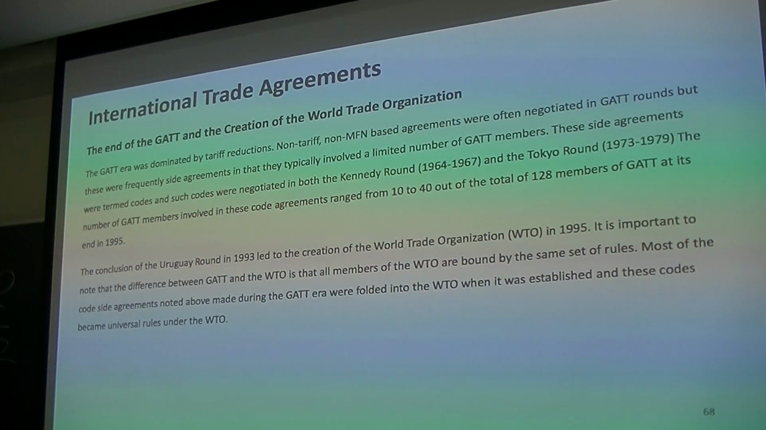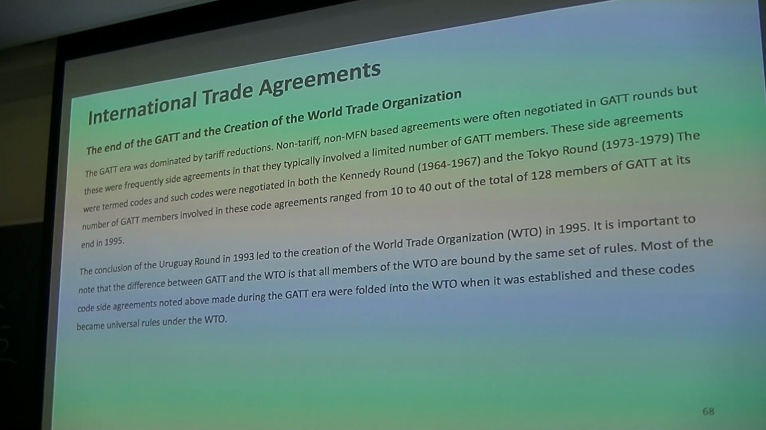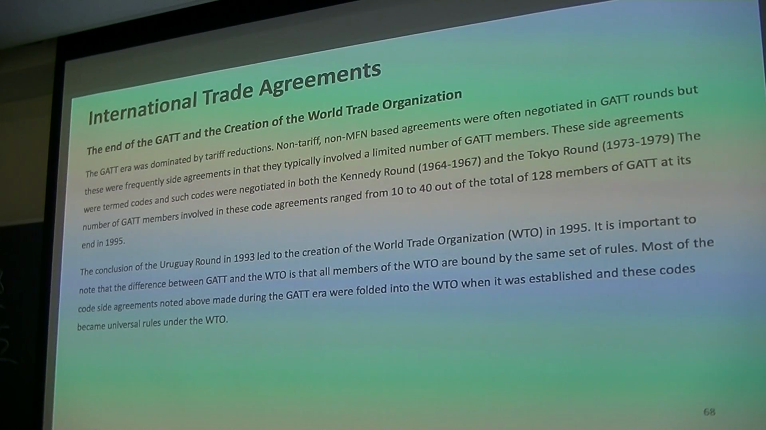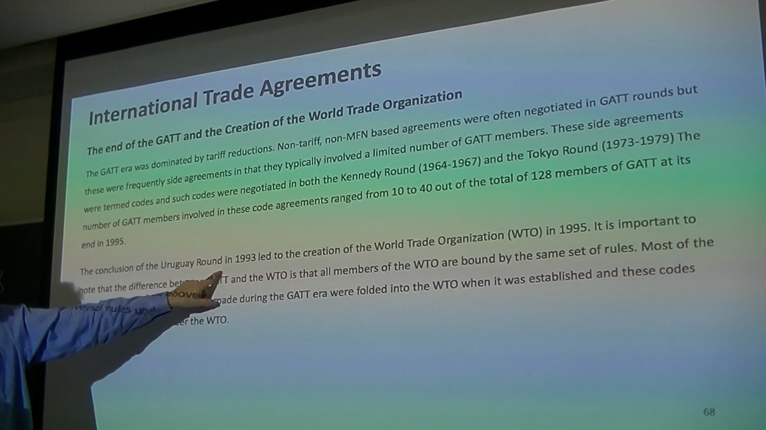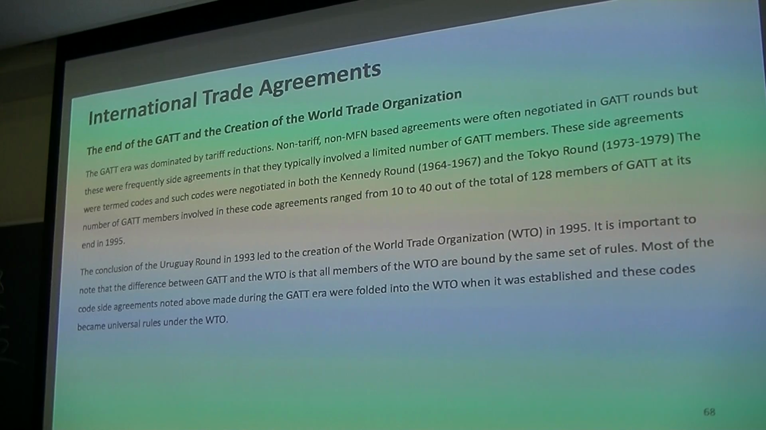In 1995, you saw the end of GATT. There were 128 members, in fact. It was too big for countries to really agree on everything within such a large group. So now countries began to go outside, which is leading to these kinds of regional trade agreements. There was something called the Uruguay Round, which led to the creation of the World Trade Organization in 1995.